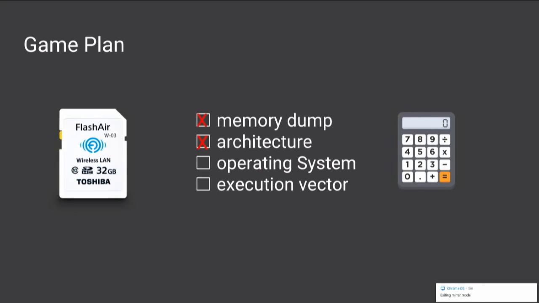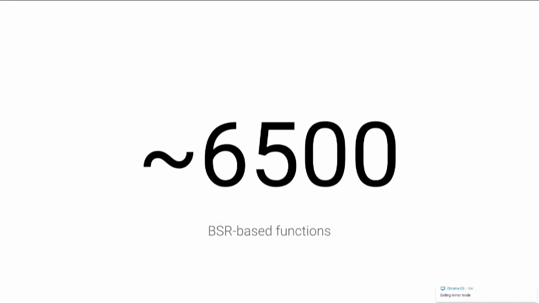We have 2 items, the memory dump and the architecture. And using this base address, what we can do next is count the number of functions in the dump. There are 6,500 functions, and that's a lot. And I don't do reverse engineering for a living, so I was really expecting a number way smaller than that. It's a big number, too big for me.